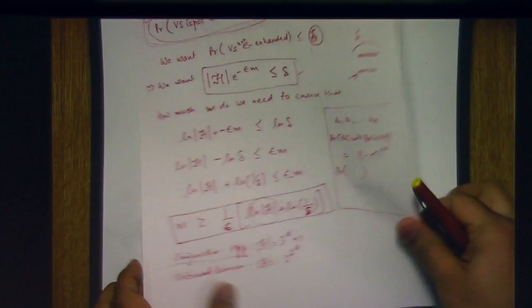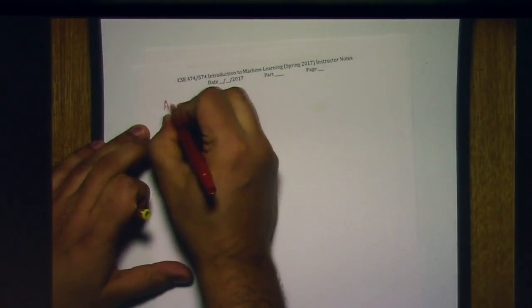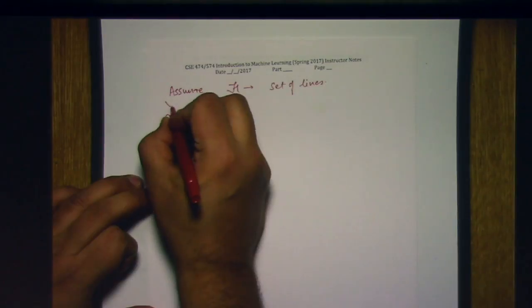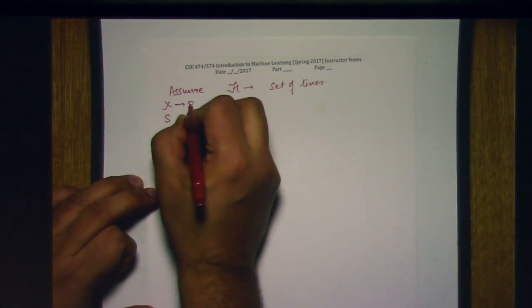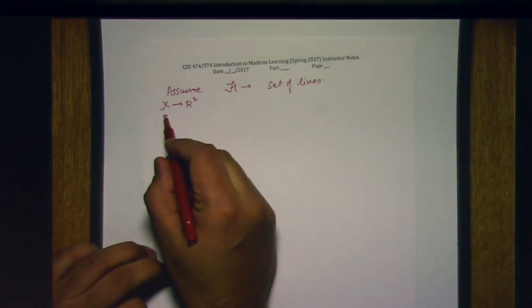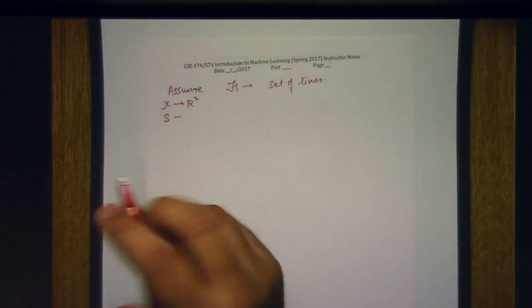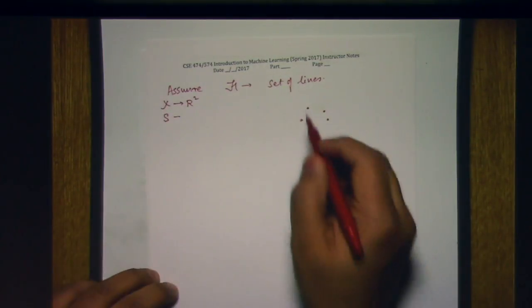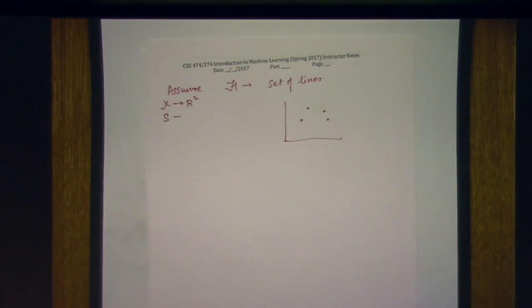So let's say we are dealing with lines. Let's say our H is a set of lines. This is the hypothesis space. And let's say our X is defined in two-dimensional space, so there are two features. And let's say S has 4 points. One point is over here, one over here, one over here, one over here. So this is my S, a subset of all your points.